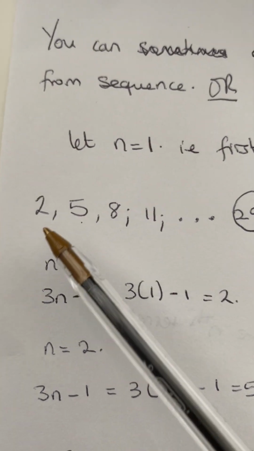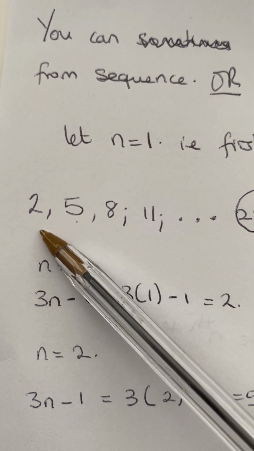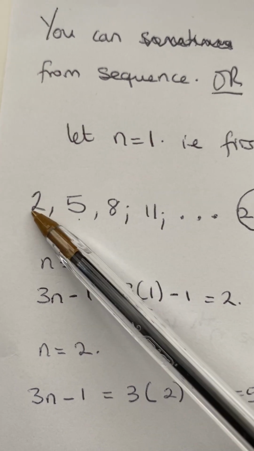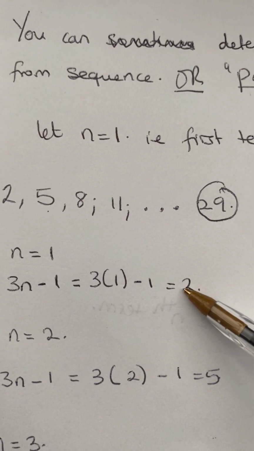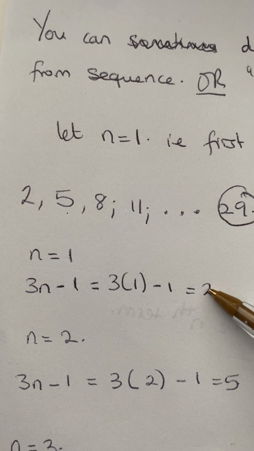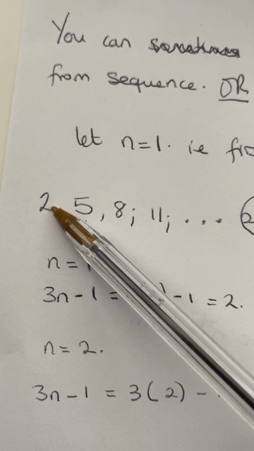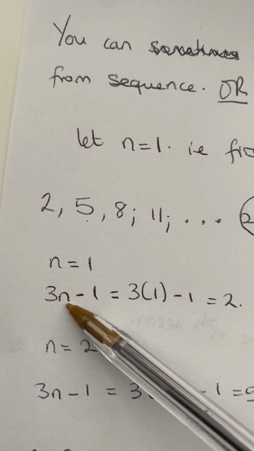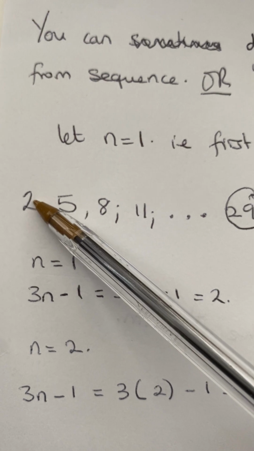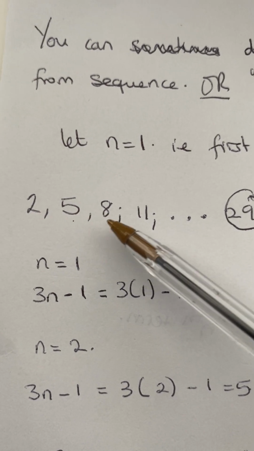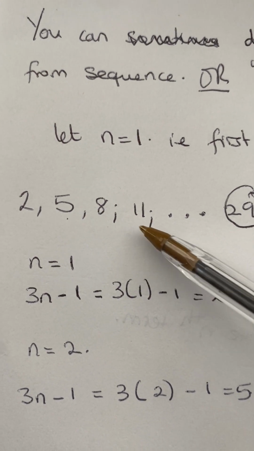If you look at this, I have deduced the rule, and I've said it's 3n minus 1. So when n is 1, 3n is 3 times 1, 3, minus 1, which is 2. So that will be the first term. But we need to make sure that it is suitable for the other terms, because we might apply the rule to the second or third term and it will not be right.